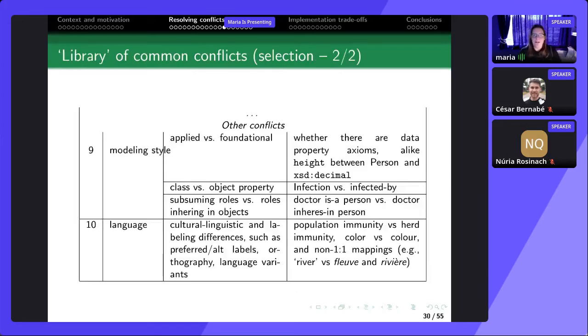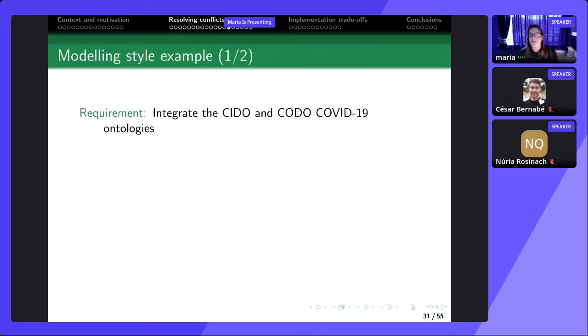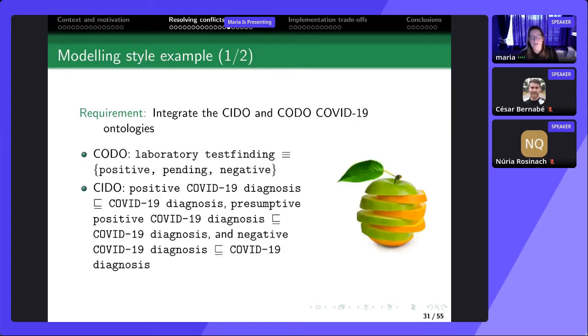For this audience here, however, I would like to rather give an example on modeling style, because I've seen quite a few different styles being used in the various bio-ontologies that are, for various reasons, developed the way that they are. And so let's just illustrate that here with a modeling style example, and trying to integrate two ontologies, the CDO and the CODO. They are both COVID-19 ontologies.